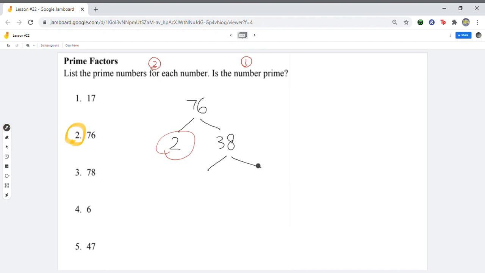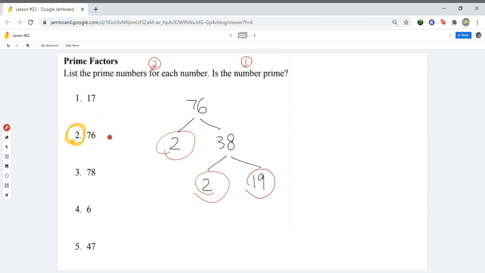So now, what prime number goes into 38? Well, I could also think of 2 again, because 38 is an even number. And 2 times 19 is what equals 38, so that should be a prime tree. And we know that 2 is a prime number. Now we have to determine if 19 is a prime number. And 19 is a prime number. It cannot be divided any further besides 1.